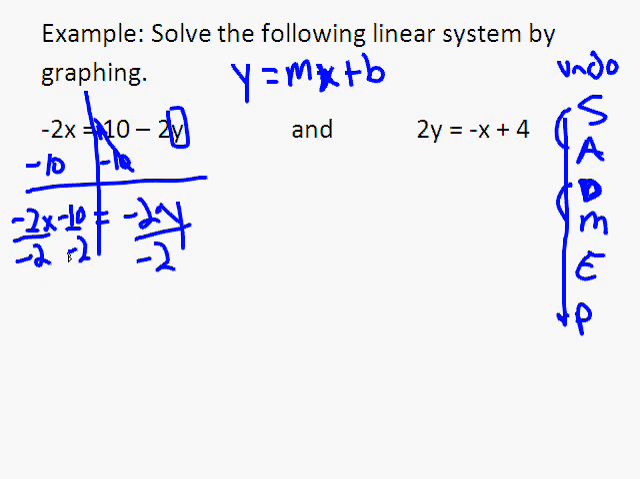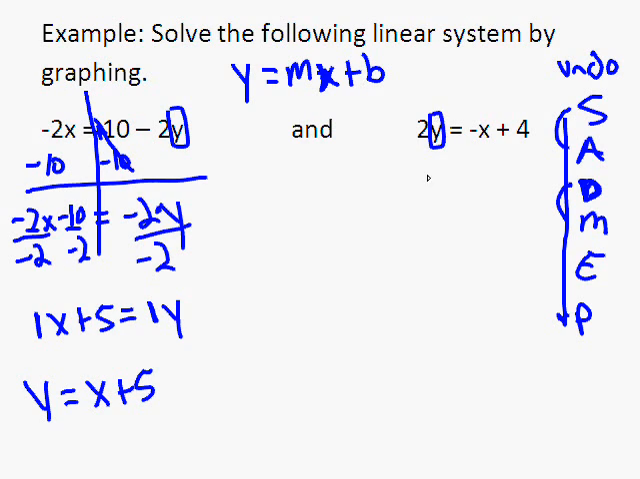Negative 2 over negative 2 leaves me with a positive 1x. Negative 10 over negative 2 gives me plus 5, is equal to negative 2 over negative 2, which is a positive 1y, which I can rewrite as y equals x plus 5. Let's take a look at the second equation.